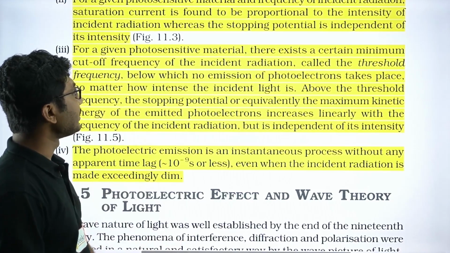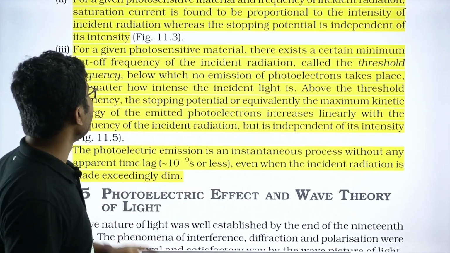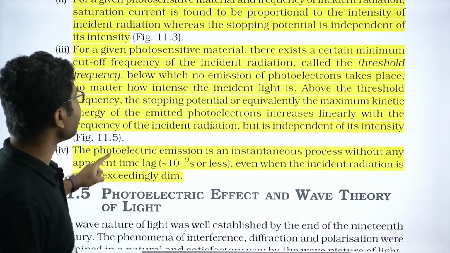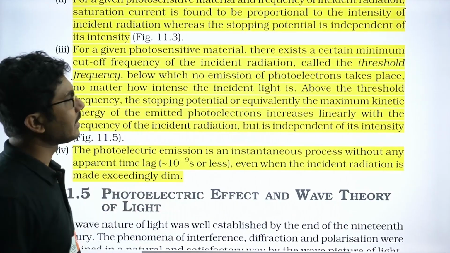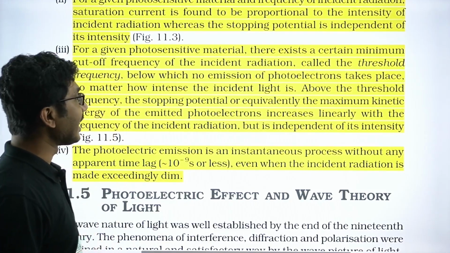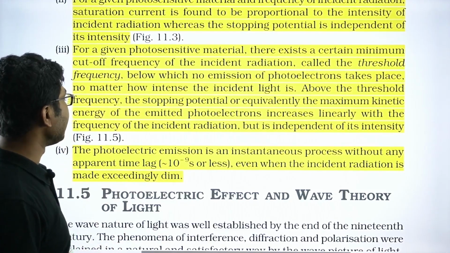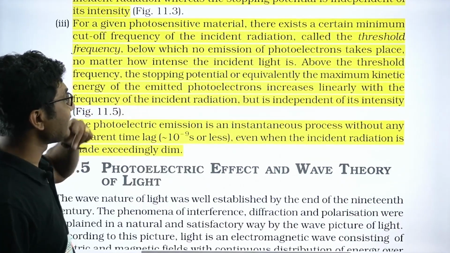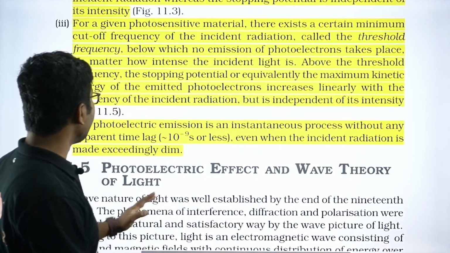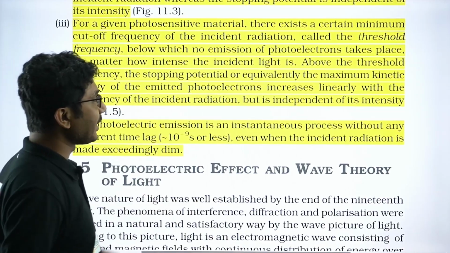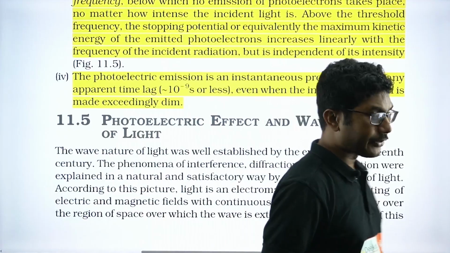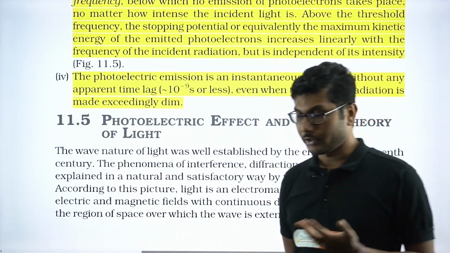For a given photosensitive material, there exists a certain minimum cutoff frequency of the incident radiation, called the threshold frequency, below which no emission of photoelectrons takes place, no matter how intense the incident light is. Above the threshold frequency, the stopping potential, equivalent to the maximum kinetic energy of the emitted photoelectrons, increases linearly with the frequency of the incident radiation, but it is independent of its intensity. So threshold frequency is very important in the case of the photoelectric effect, right?